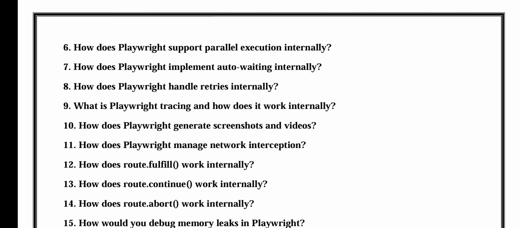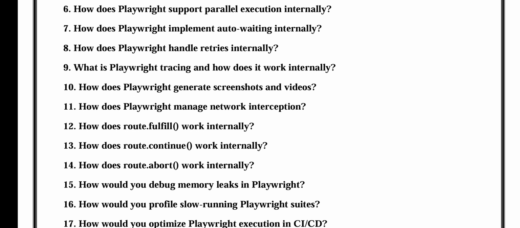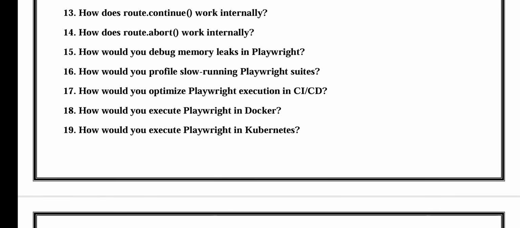How does route.fulfill method work internally? How does route.continue method work internally? And how does route.abort method work internally? Okay. And how do you debug memory leaks in Playwright? How would you profile slow running Playwright suites? And how would you optimize Playwright execution in CI/CD?